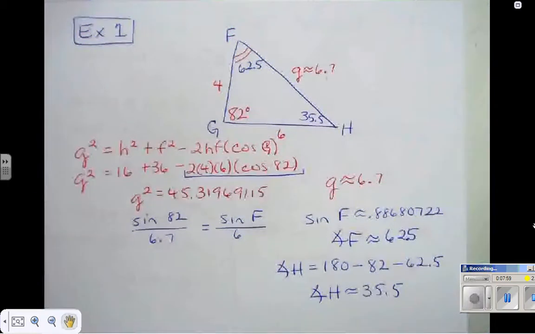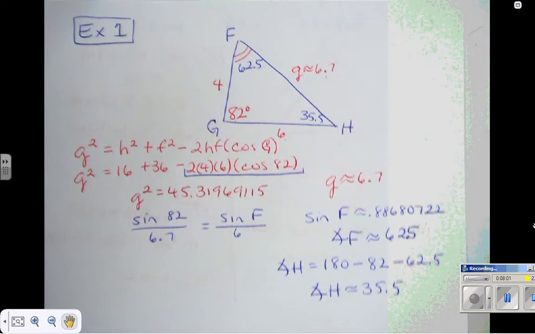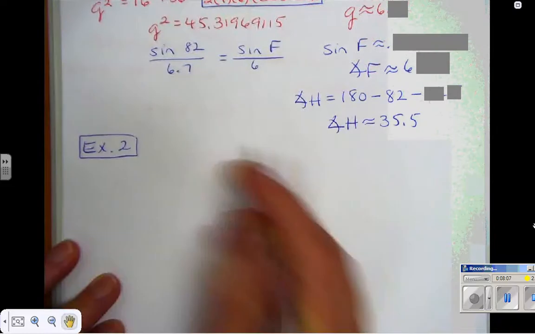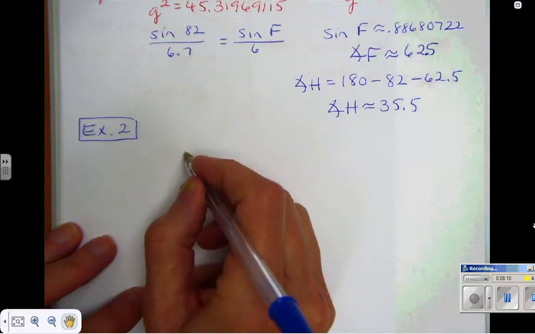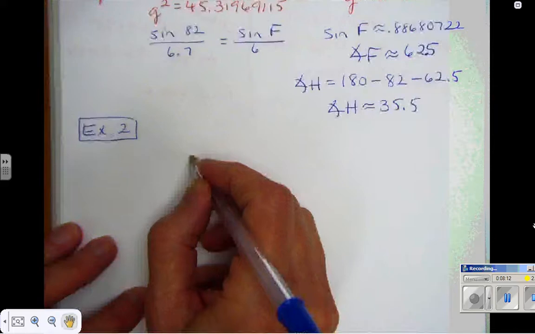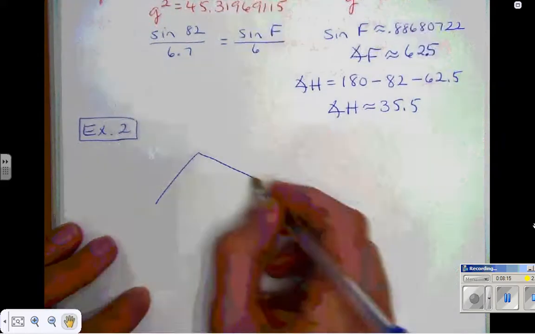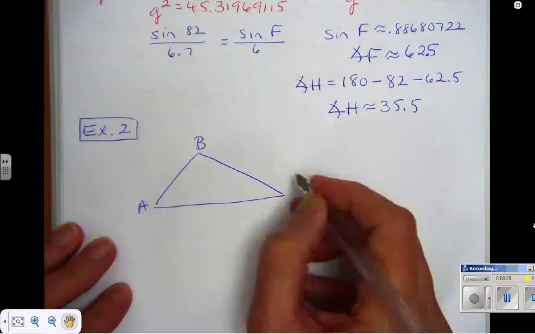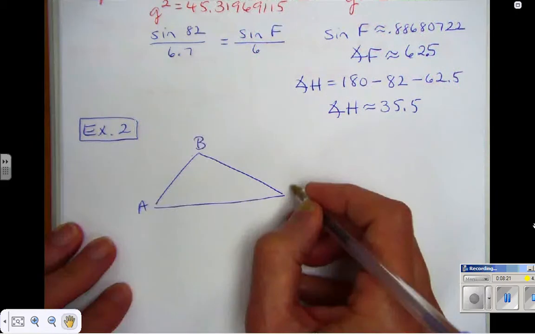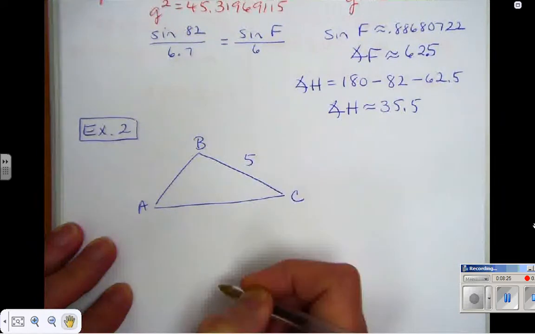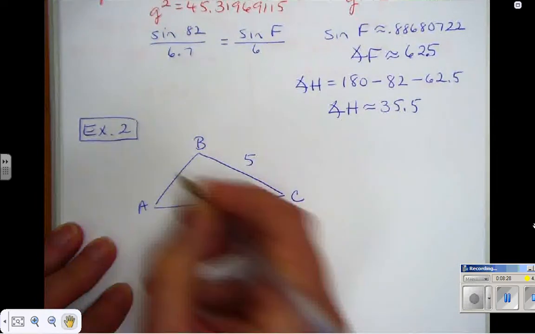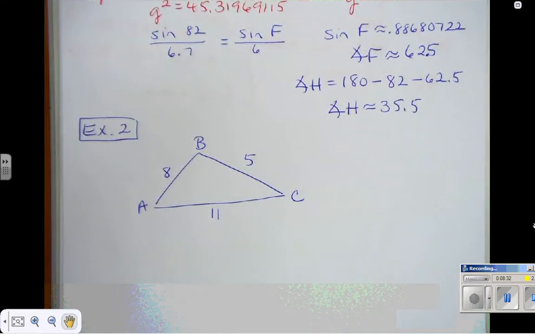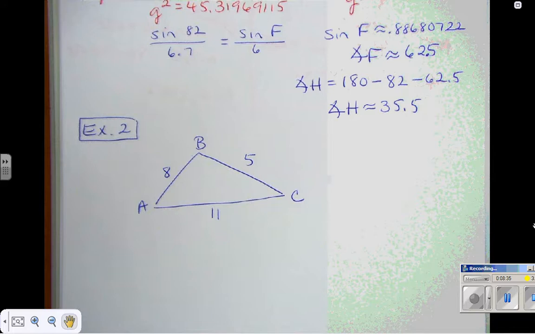Example 2. Solve triangle ABC if A is 5, B is 11, and C is 8. So here's angle A, angle B, and angle C. Side A is 5, side B is 11, and side C is 8. Okay, so side C and side A should have been switched, but it's okay.